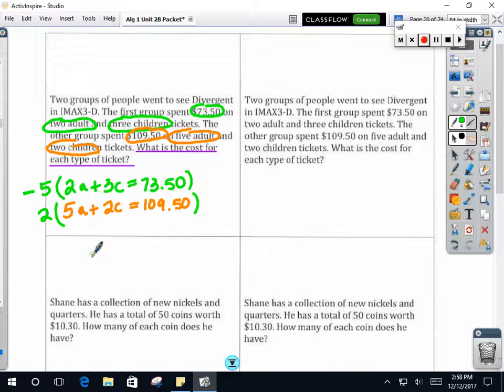+2. Shh, be quiet. You've lost your candy. The top equation becomes -10a minus 15c equals what?